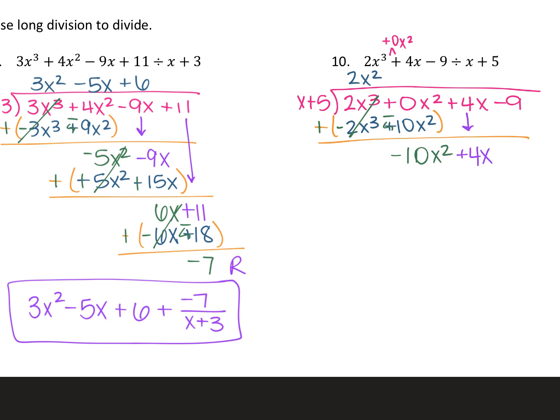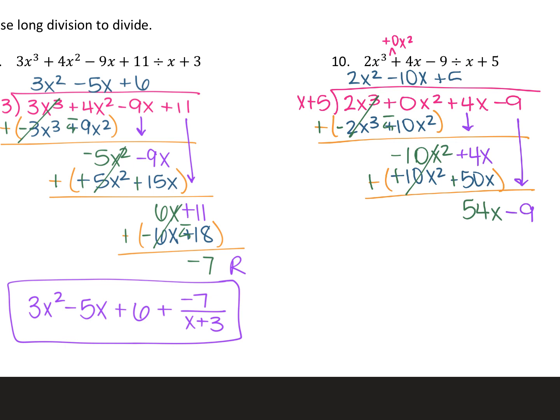The x on the outside multiplies by negative 10x to get you that negative 10x squared. The negative 10x also multiplies by the 5 to give you negative 50x. Subtract these. Distribute your sign. Change it on everything. 10x squareds cancel. The 4x plus 50x is 54x. Drop down that negative 9. And then start all over again.